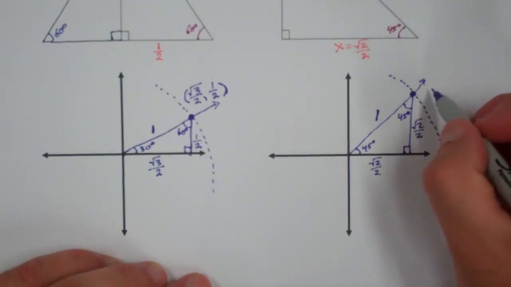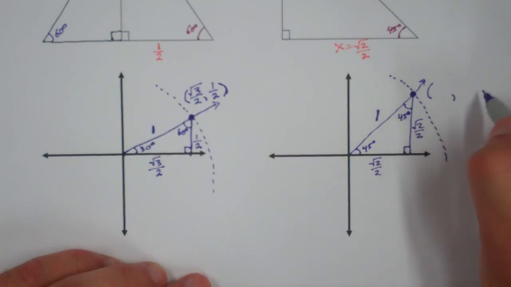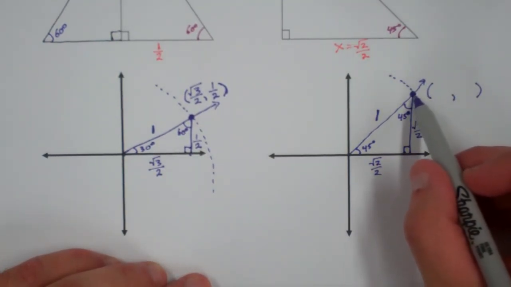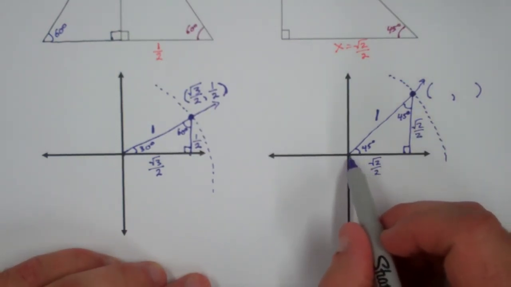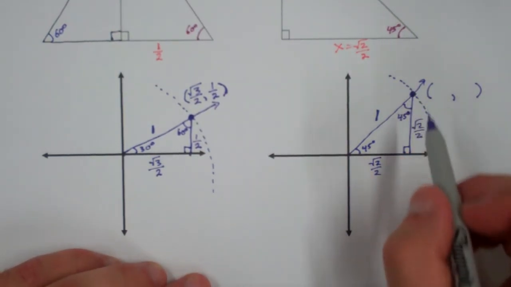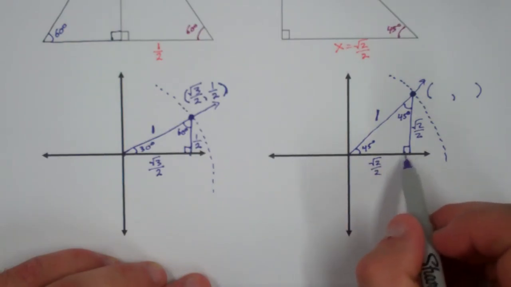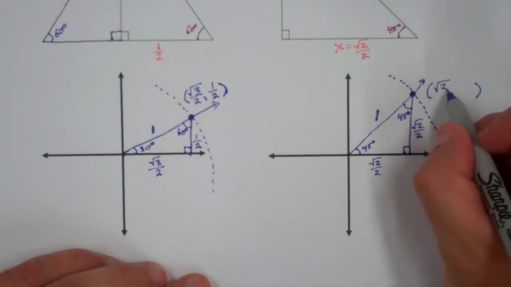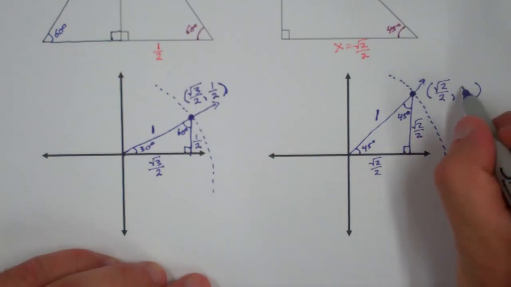If we want to know the coordinate pair, the ordered pair, that is the location of this point, then all we need to do is figure out how far right to go and then how far up. So in the positive x direction we go root 2 over 2, and then in the positive y direction we also go root 2 over 2.